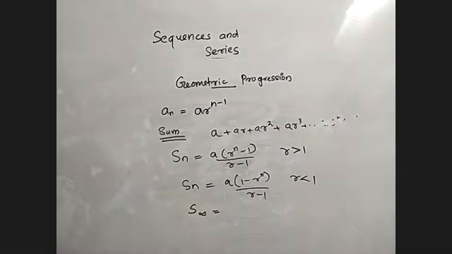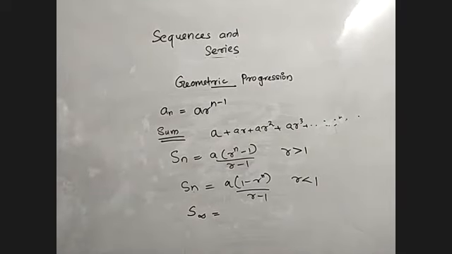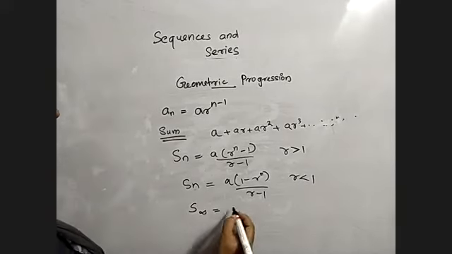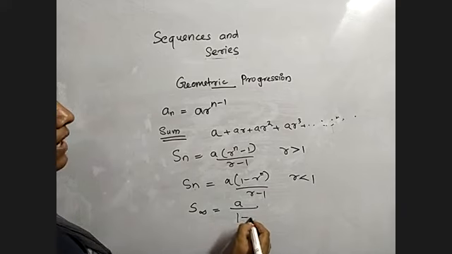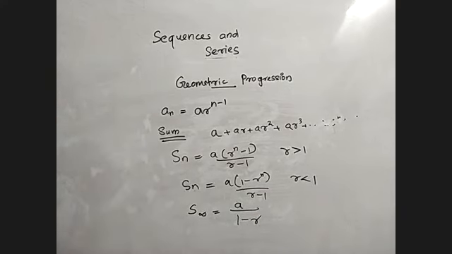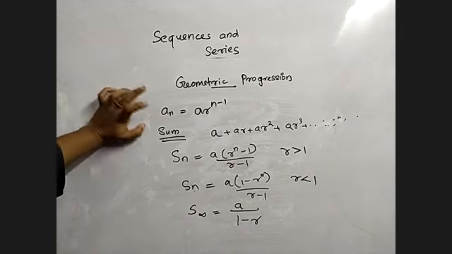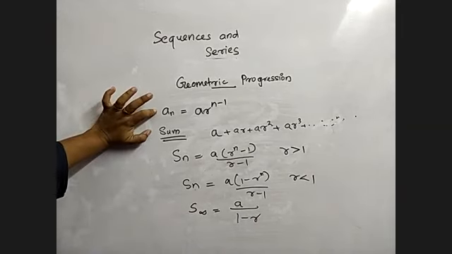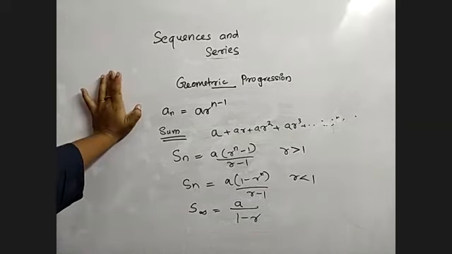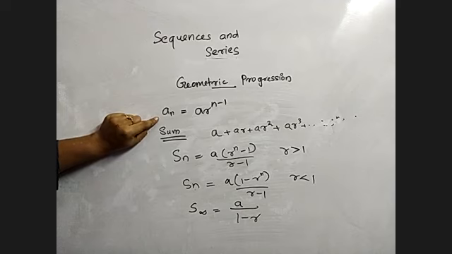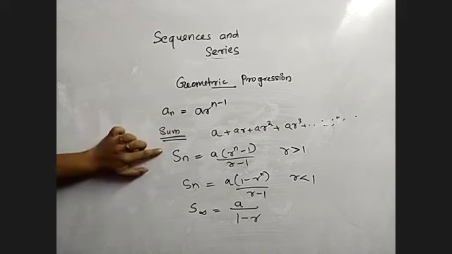This is mainly asked in our NDA exam. Usually these infinite series questions are asked. Then the formula is very simple. S infinity is equal to a by 1 minus r. So learn these formulas by heart. What is a geometric progression? It will have a common ratio. Then what is the nth term of a geometric sequence? an is equal to a r raised to n minus 1.